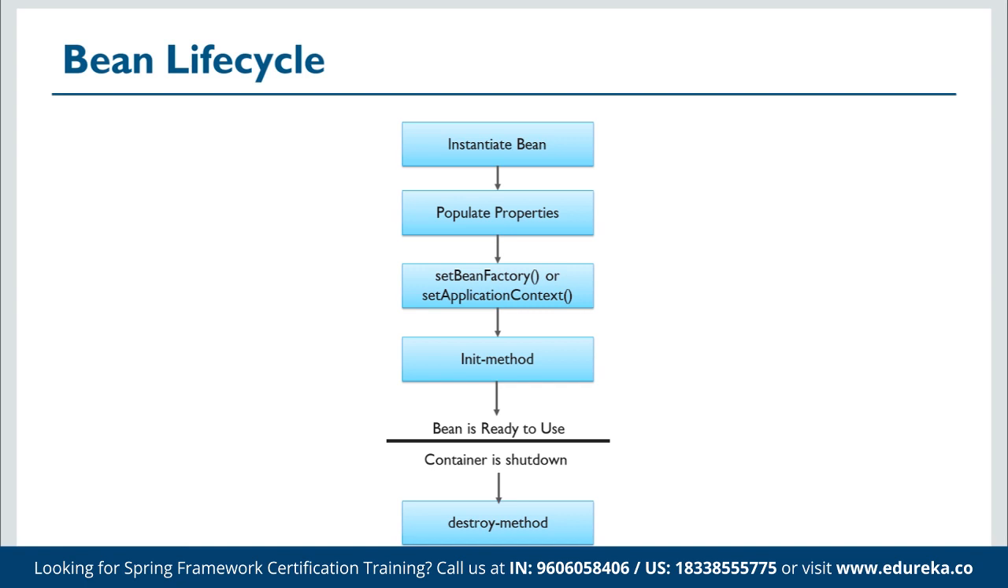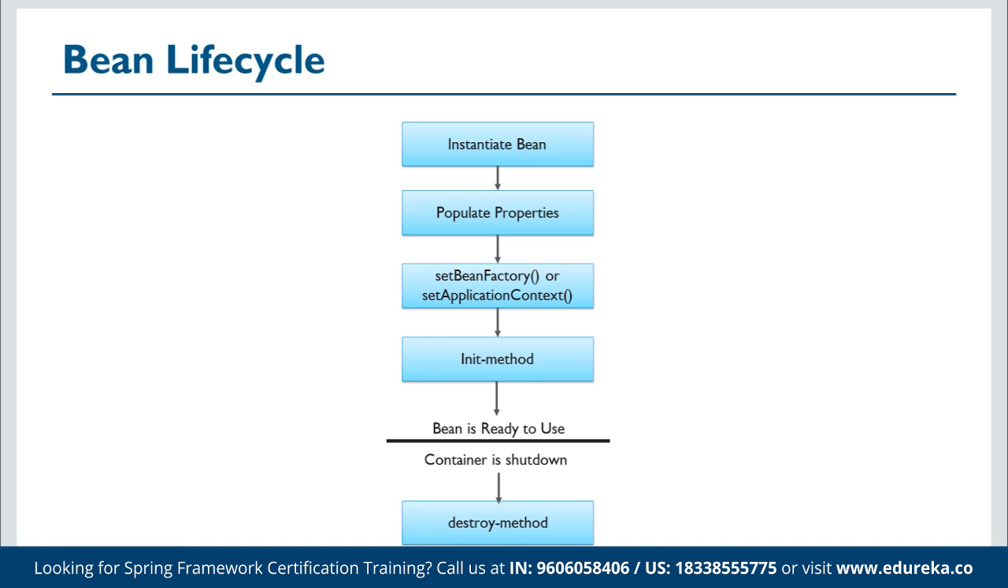So those properties would be populated, and then the application context for that bean would be initialized. Remember, what is application context? Application context is a global entity using which you will be talking to a Spring container. So that application context will be injected in that bean, and then the init method will be called. The first lifecycle method, init, will be called, and then the bean is ready for use.